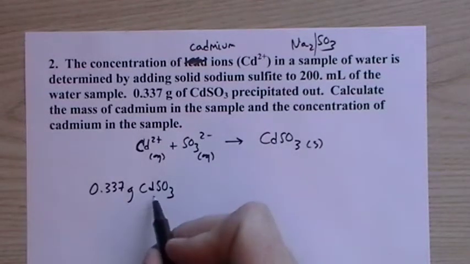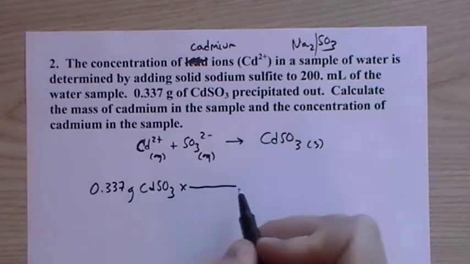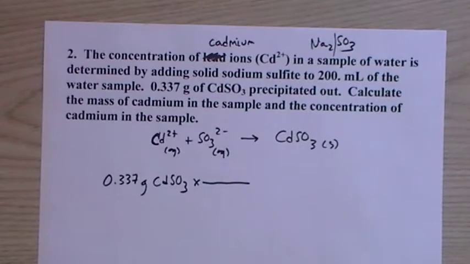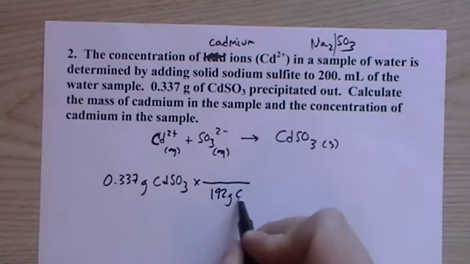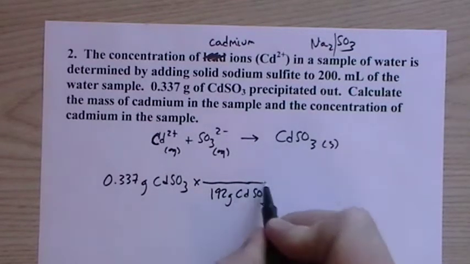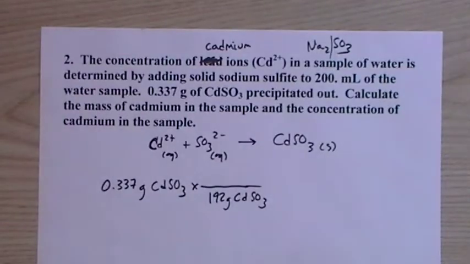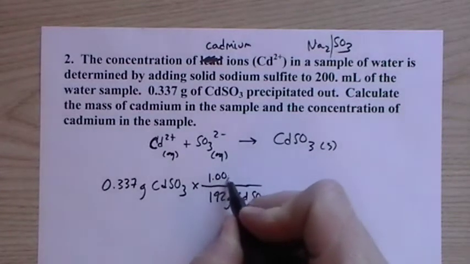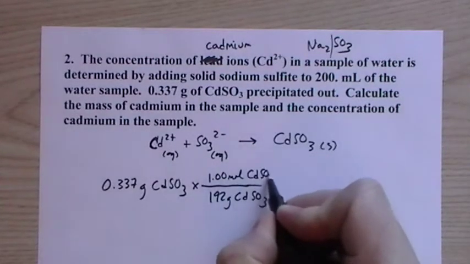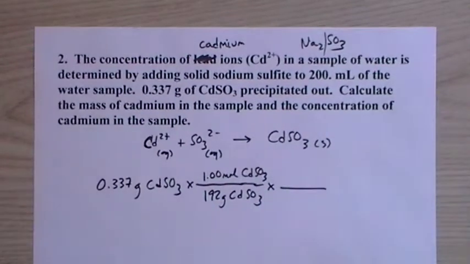What we're after is the cadmium. We have something else attached to it, so we have to get rid of that extra. So cadmium is 112. Sulfur is 32, oxygen 48. So this is 192. I'm going to double check that right now. 48 plus 32 plus 112, 192. Okay. So 1 mole of the cadmium sulfite is 192 grams.